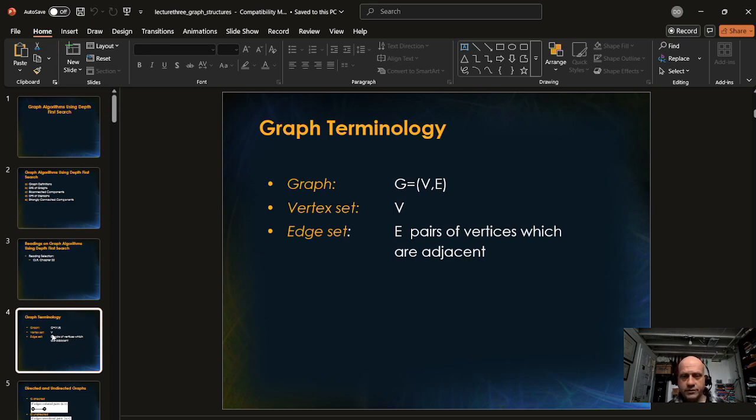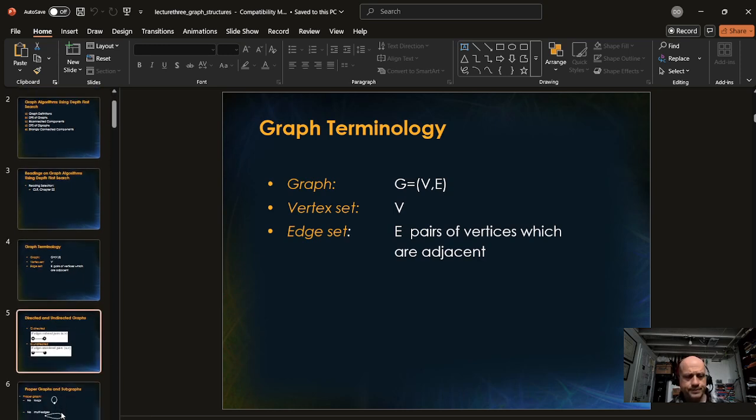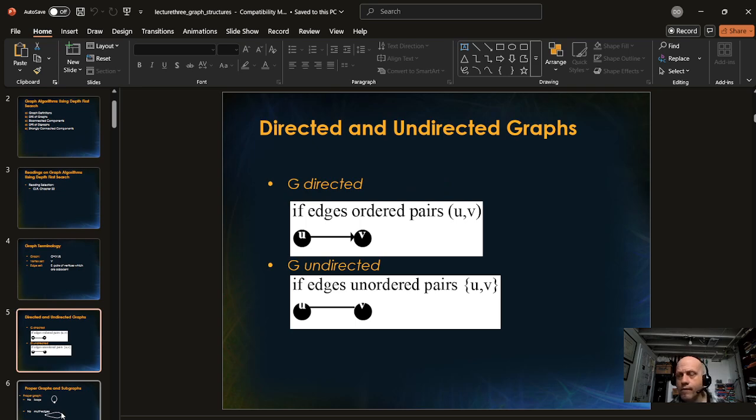The graph has vertices and edges. Definition: the vertex set is declared as a capital V, and the edge set consists of capital E, which consists of pairs of vertices that are adjacent. With directed and undirected graphs, if the edges have ordered pairs, that would be (u, v). If it's undirected, it'll be represented with u, v, however with the curly brackets. And with the ordered, the directed, you have the arrow going, and it could be directed both ways in that case.